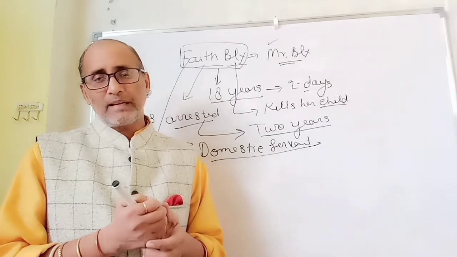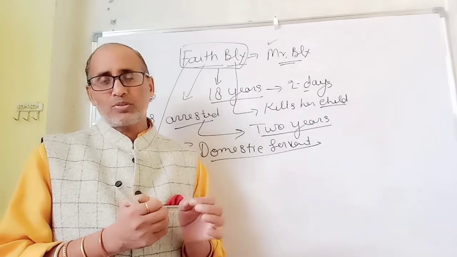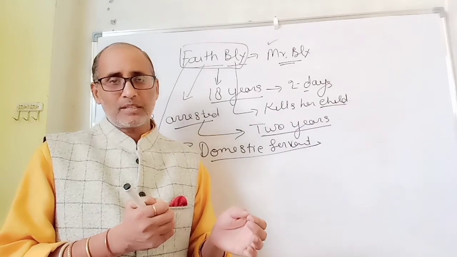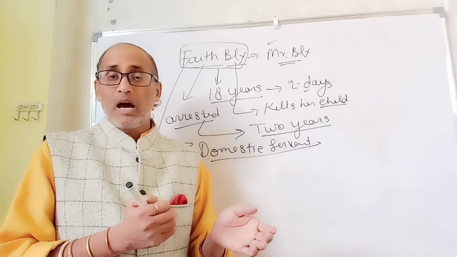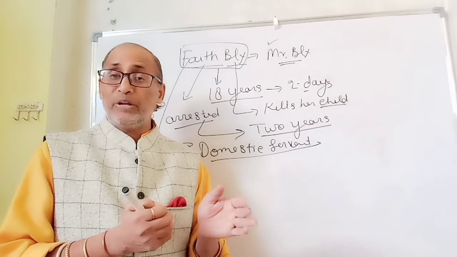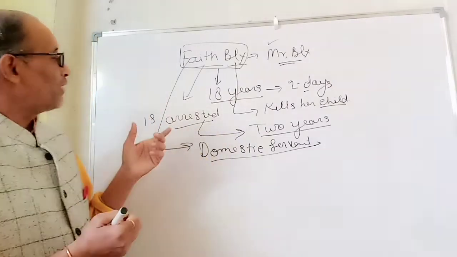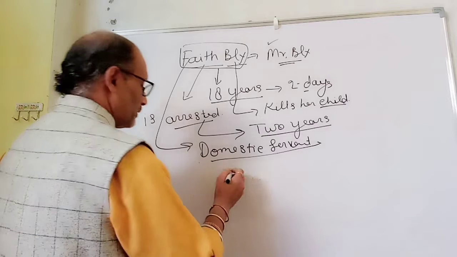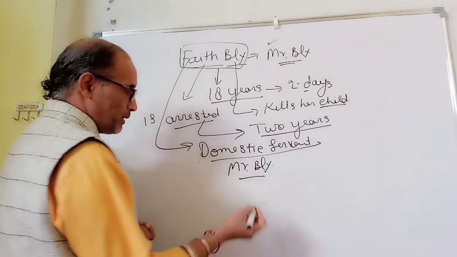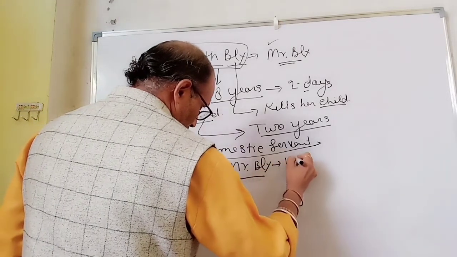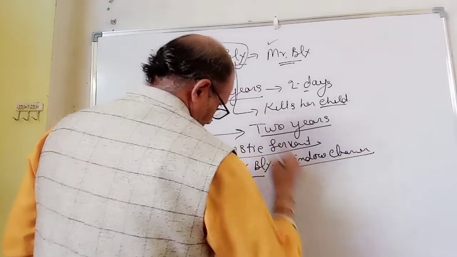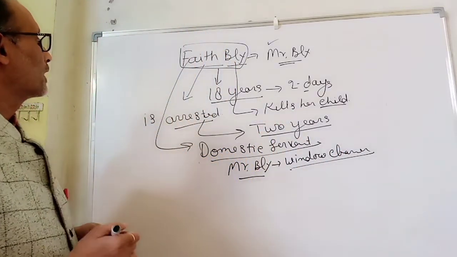One more thing I would like to tell you, that in the house of Geoffrey March, where Faith Bly works as a domestic servant, her father is also working here. He is the window cleaner. Okay? Her father, Mr. Bly. Mr. Bly or Mr. Bly, no problem. He works here as a window cleaner.